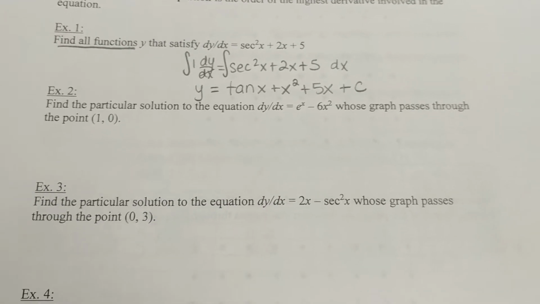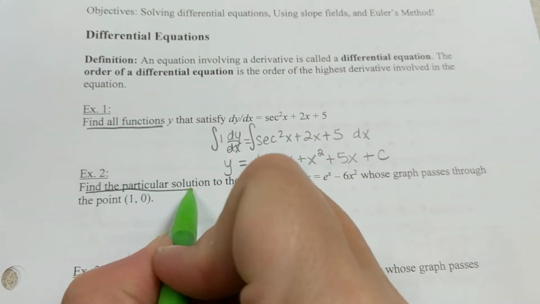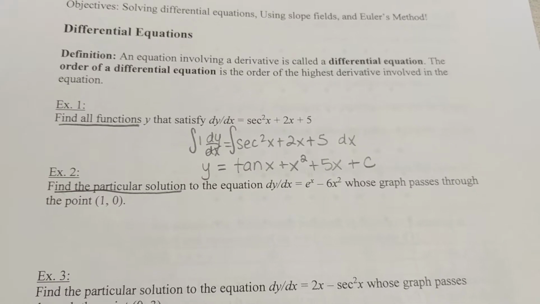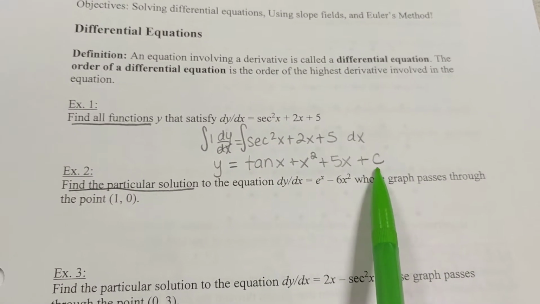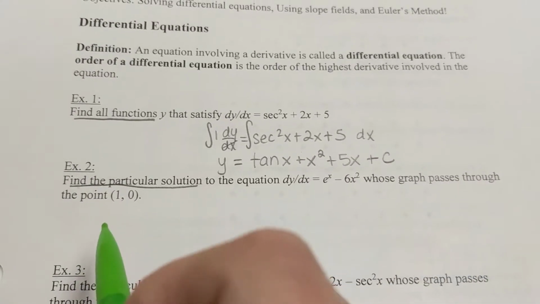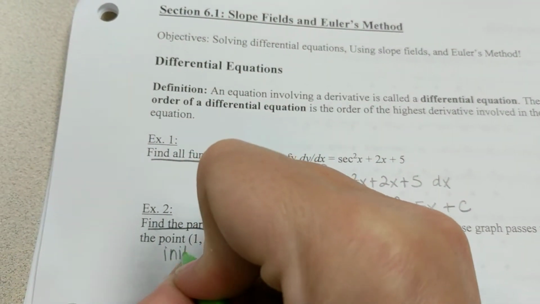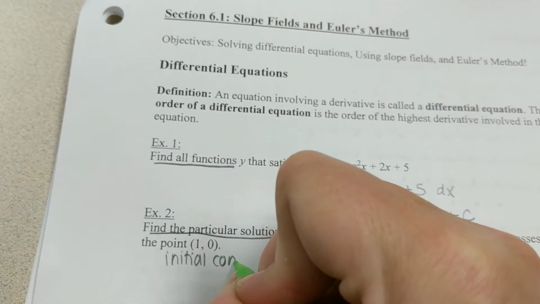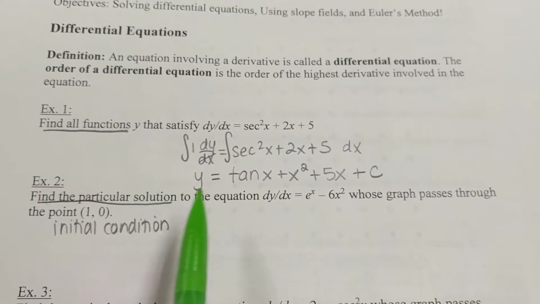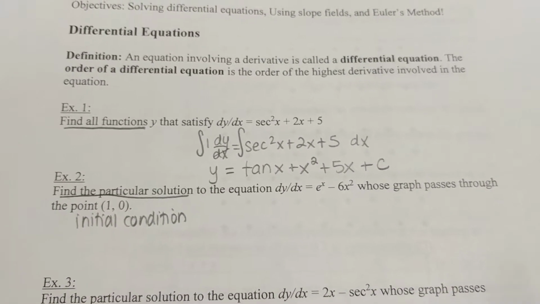So the difference is when we get to example 2, notice the phrase at the beginning says, find the particular solution. That implies one solution. And if I'm going to have one solution, it means I can't have this plus c. I'm going to have to figure out what that constant is. And in order to do that, and I can see it right here, they have to give me an initial condition. And so here it says the particular solution to e to the x minus 6x squared that goes through the point 1, 0.